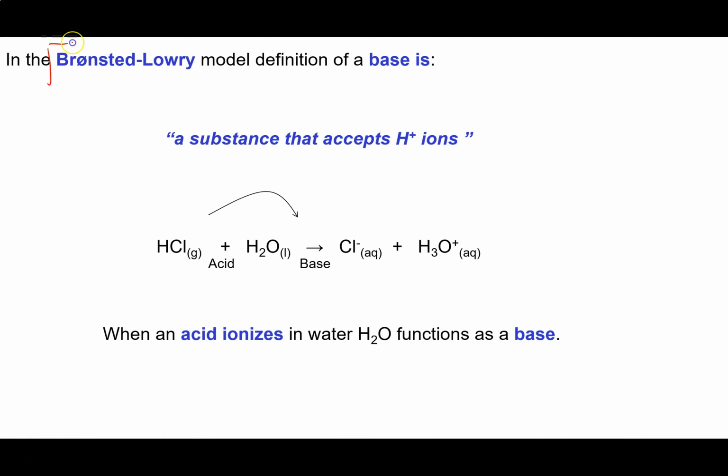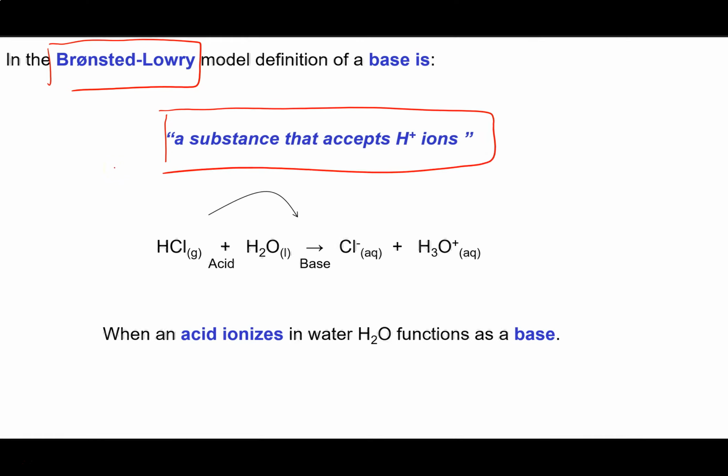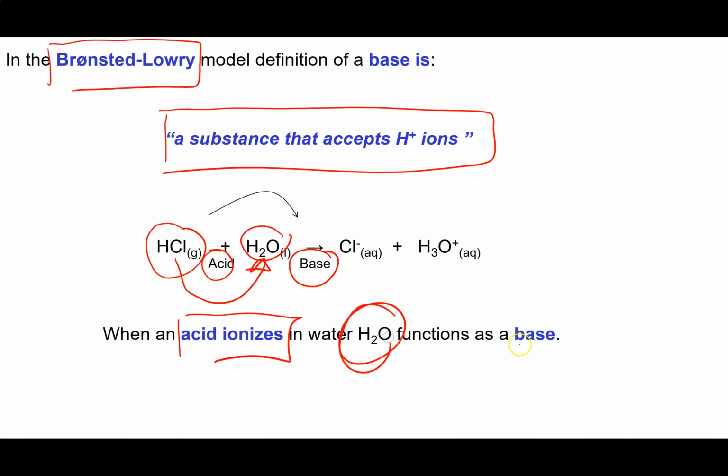In the Bronsted-Lowry model, we can also define a base, and a base in this model is just said to be a substance that accepts hydrogen ions. So in this case, the hydrogen ions are moving from our hydrogen chloride to our water. What that means is the hydrogen chloride is the acid and our water is the base. So when an acid ionizes in water, it's the water that is functioning as a base. It is being the proton acceptor.